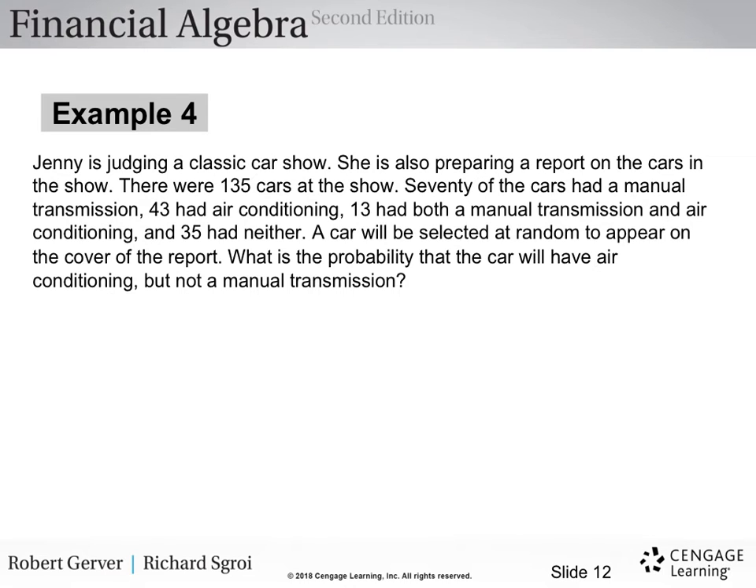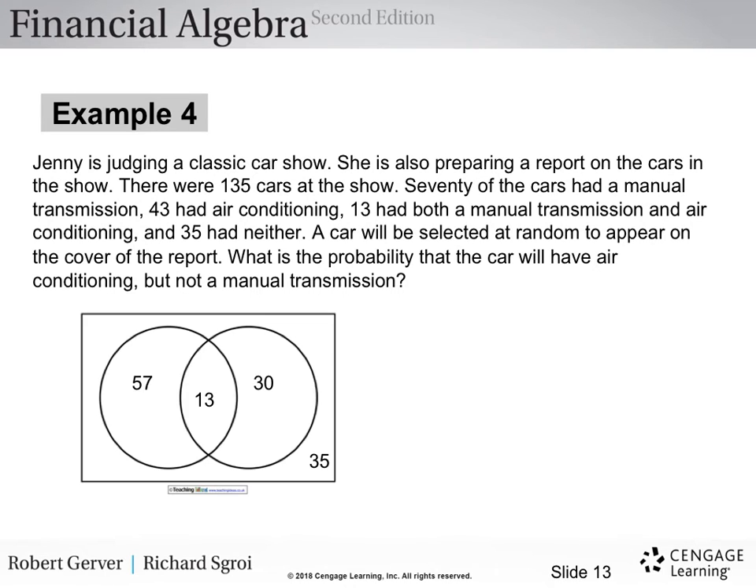So the first thing we're going to do is create a Venn diagram. And this is what we have here. All right, now let's look at the numbers here. There's 135 cars in the show. So all these 4 numbers, 57 plus 13 plus 30 plus 35, has to equal 135. And I think you can see that it does. Now, 70 of the cars had a manual transmission. So this circle on the left here is going to correspond to a manual transmission. And if you look, 57 plus 13 is equal to 70.